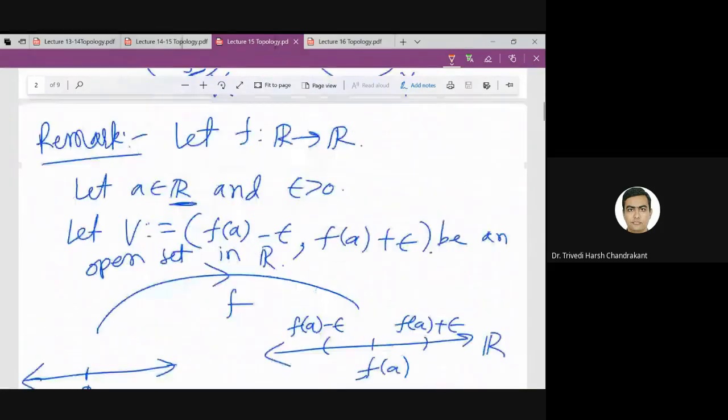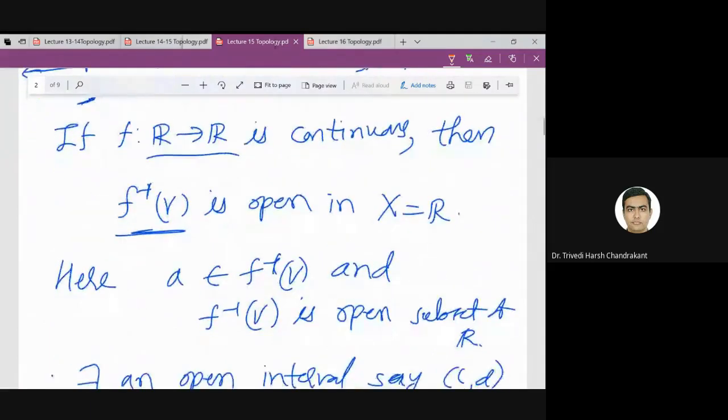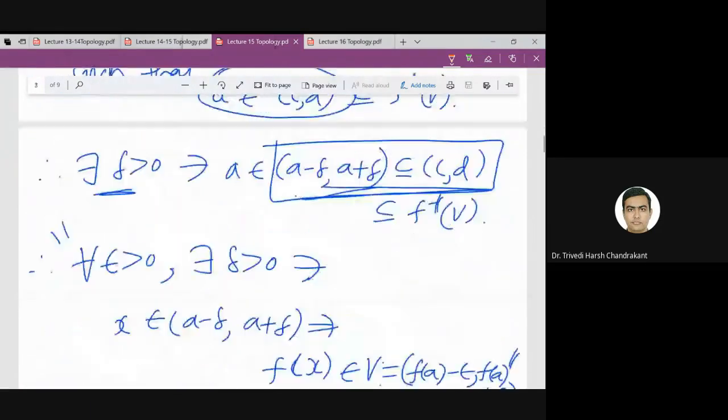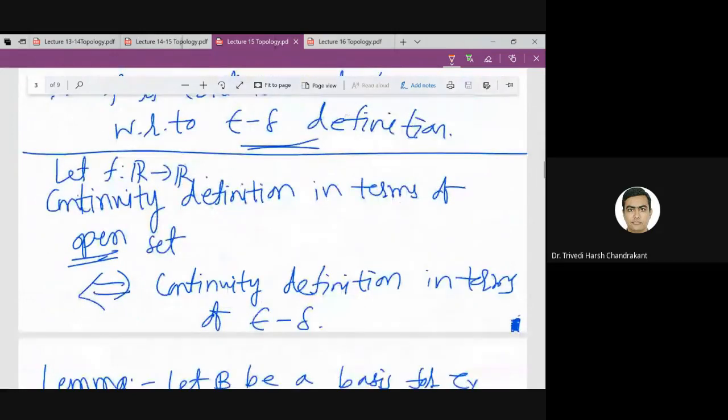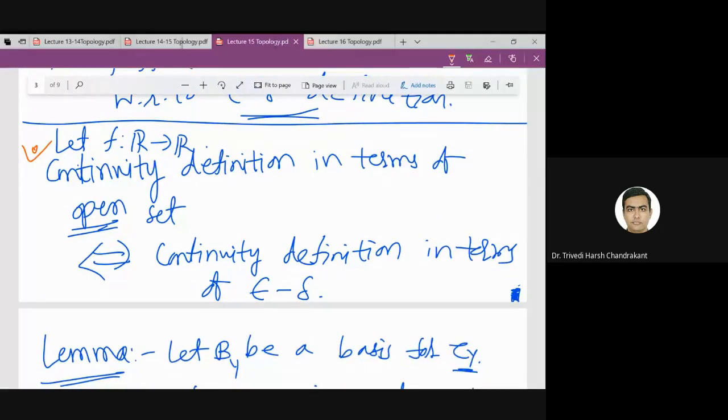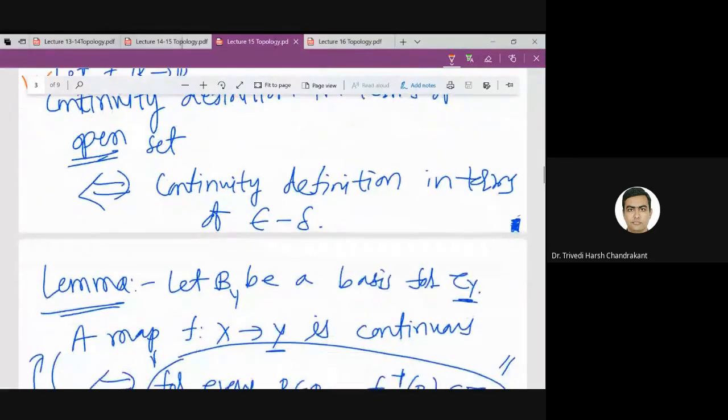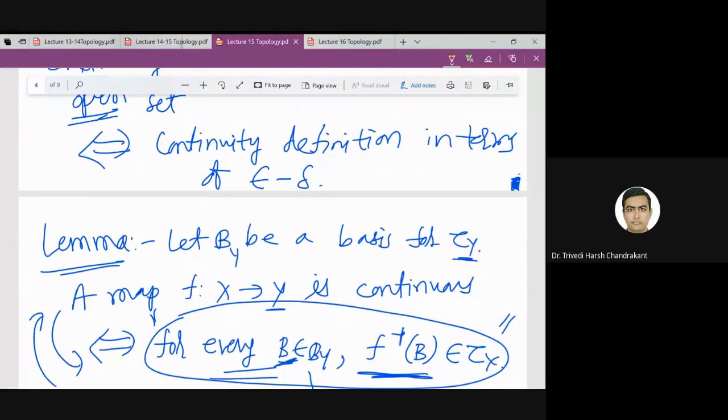And in a remark we observe that if I have a function from R to R, then it is continuous with respect to this definition. That means the inverse image of an open set is open. Then I can prove the epsilon delta definition follows from this definition. That is what we discuss here, this result. And I mentioned that the converse is easy, so you can try to prove that it follows very simply, but of course it needs some argument. So you have to observe that basically.